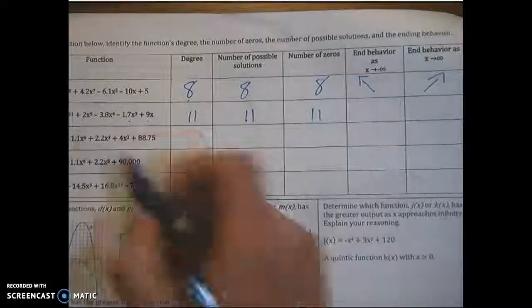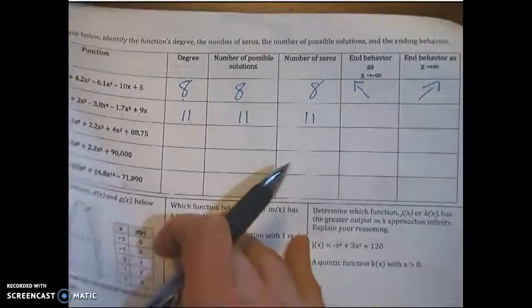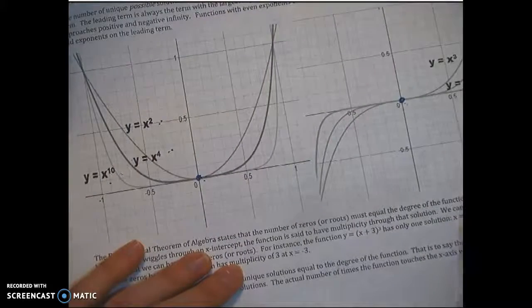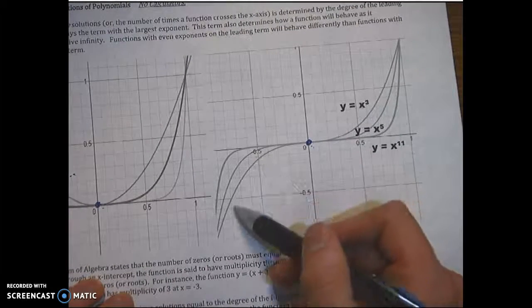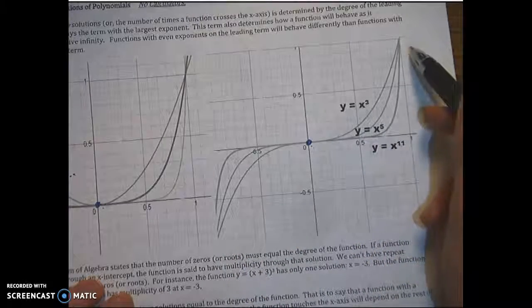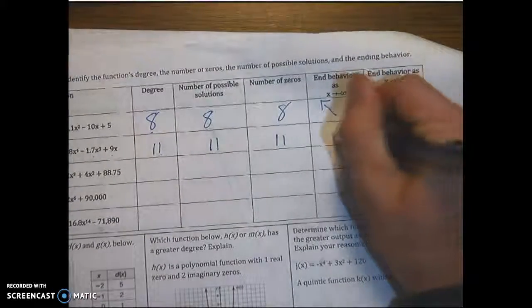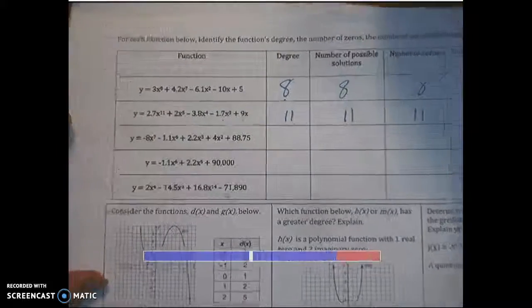And the end behavior. So now this one's odd, which means it's going to look something like this one right here, this x to the 11th. So as it goes to negative infinity, I know it's going to go down forever. And as it goes to positive infinity, I know it's going up forever. So the end behavior looks something like this. Let's do 2 more of these.